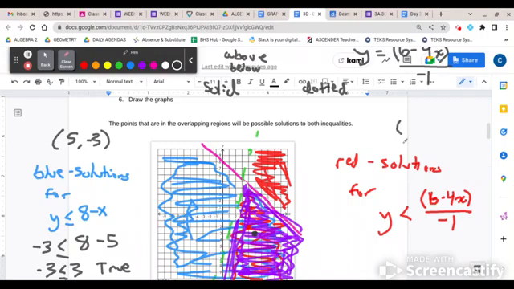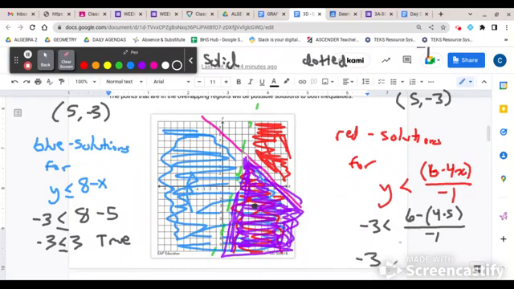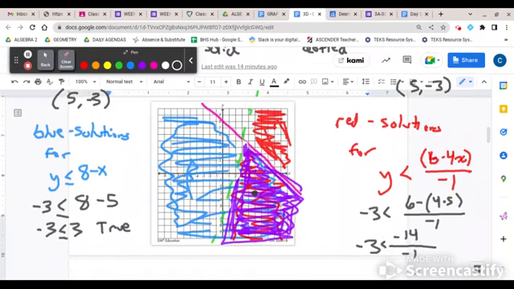Let's try this function, or 5, negative 3, excuse me. Let's check this one. 5, negative 3. So we have negative 3 less than 6 minus 4 times 5 all over negative 1. 6 minus 4 times 5 is 6 minus 20, which is negative 14, over negative 1. So what we have is negative 3 being less than positive 14, which is also true.